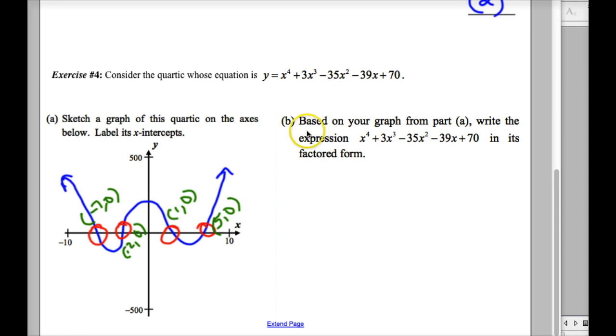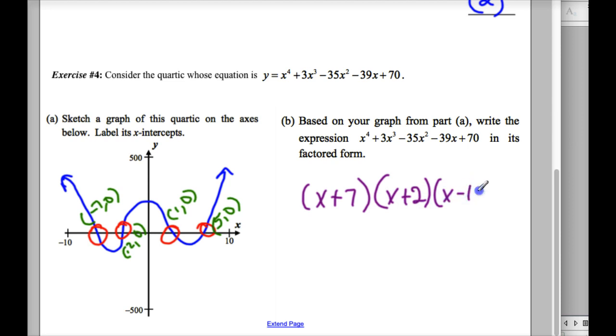Now the last part said, based on your graph from part A, write the expression x to the 4th plus 3x cubed minus 35x squared minus 39x plus 70 in its factored form. So whenever we're writing factored form, remember, it's going to be x plus 7, x plus 2, x minus 1, and x minus 5.